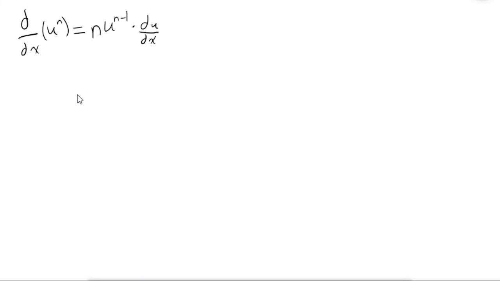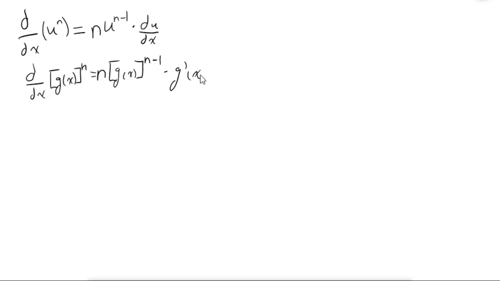And I guess we can write it in a slightly different form if we just want to call it g of x. So g of x to the power of n is equal to n times g of x to the power of n minus 1, multiplied by the derivative of g of x, g prime x. So with that information, we can move on to example number 3.